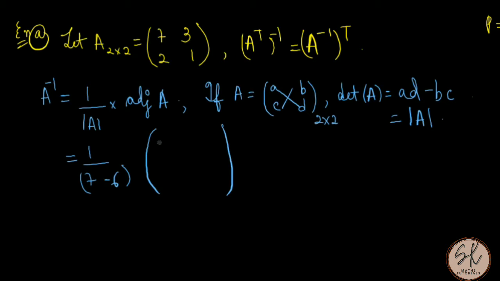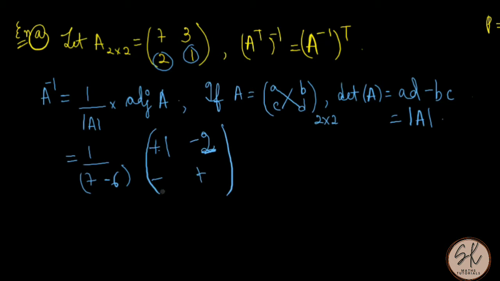For finding A11, the first element, we will have a plus sign, and we hide the first row and the first column. Then we get 1. For A12, the first row second column element, we hide the first row and second column. Then we get 2, so this is minus 2. The signs will be plus, minus, minus, plus.